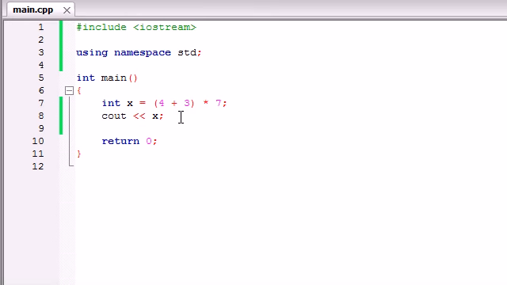For now, that's all I want to talk to you guys about: basic arithmetic and how it works in C++.